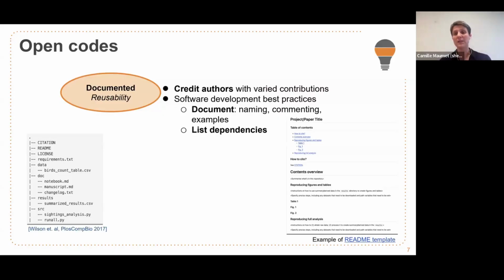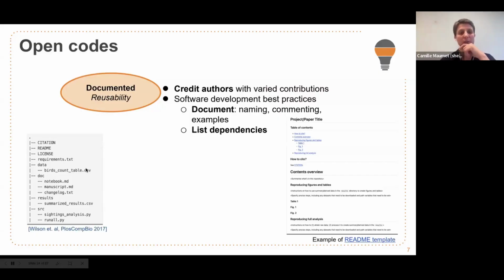And authors can be people who wrote the code, but also people who wrote the documentation, people who had the idea about the software, and so on and so forth. So we need to be careful about contribution not being just commits in a Git repository, because there is much more than that in software development. And then there are a number of software development best practices that help a lot, including being careful about the naming of the functions, the files, the variables, commenting, of course, always, and then having examples.